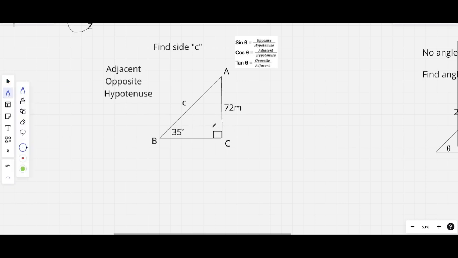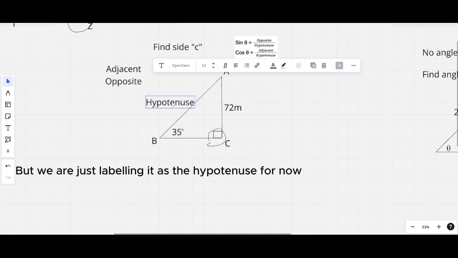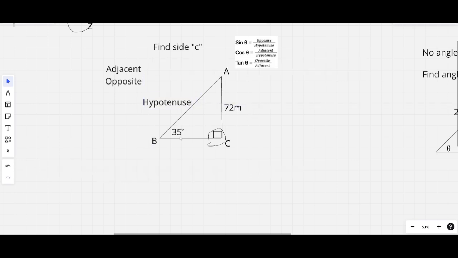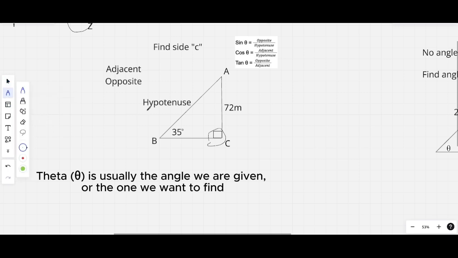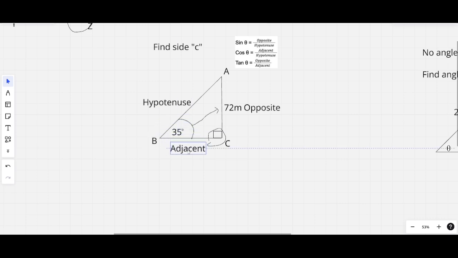As I mentioned before, the hypotenuse will always be opposite to the right angle itself. So in this case, we're trying to find the hypotenuse, not side C, but rather the hypotenuse. So let's get rid of this. We are given our theta, which is 35 degrees, and the side that is directly opposite to angle theta, in this case, is AC, which is 72 meters. So this will be our opposite, and whatever's left is the adjacent.